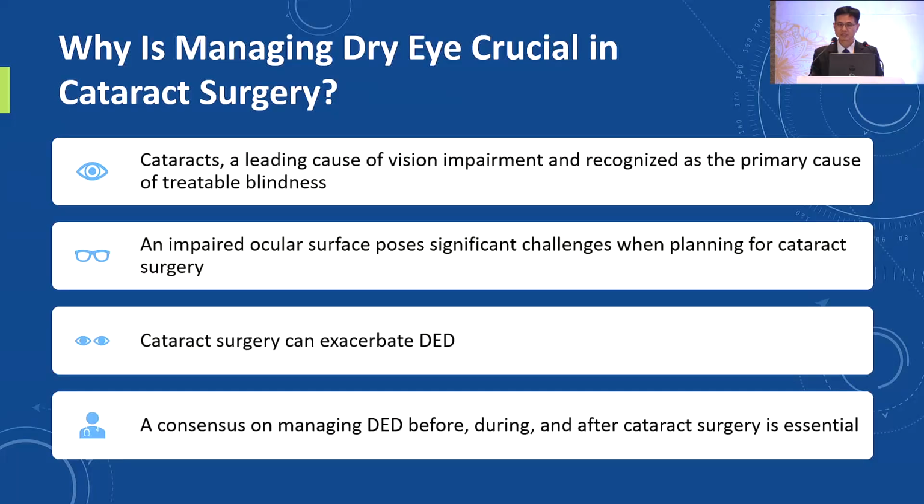Why is managing dry eye disease critical in cataract surgery? As everyone knows, cataract surgery is the only preventable way to prevent blindness in the elder population in many areas of the world. However, an impaired ocular surface poses significant challenges when we plan for cataract surgery. Vice versa, cataract surgery alone can also exacerbate dry eye disease. Therefore, a consensus on managing dry eye disease before, during, or after cataract surgery is essential.